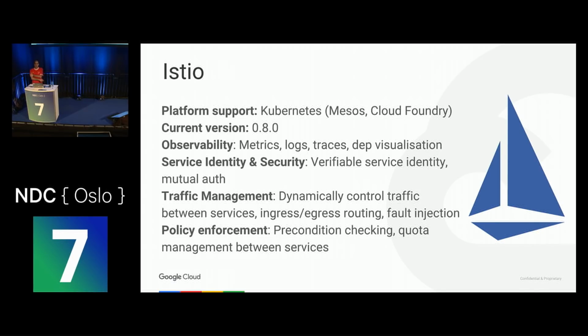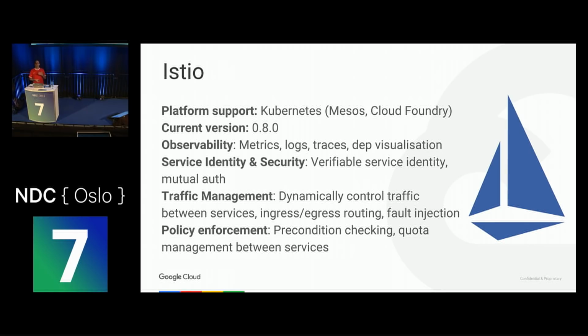The current version is 0.8. As I mentioned, it just came out in May. So what does Istio give you? It gives you observability features. So you get metrics, logs, traces, dependency visualization for free. Your services get identity. So every service has an identity. And you get security. So you get mutual authentication between services. You get traffic management features. So you can set rules between services. And you can specify who talks to what. And then you can enforce policies. So the rules that you set, they get enforced in Istio. So in a nutshell, this is what you get in Istio.